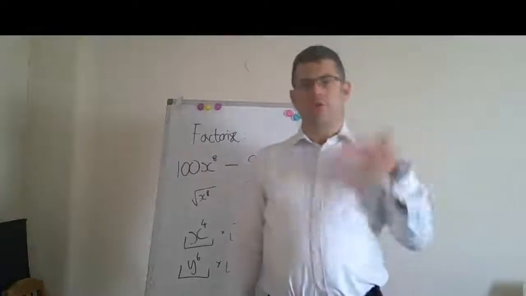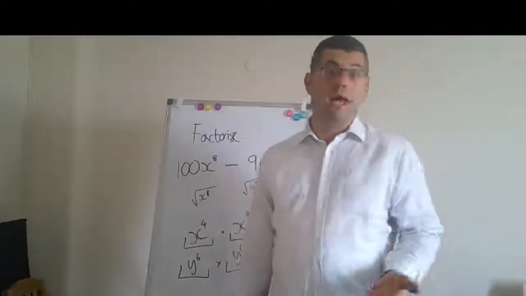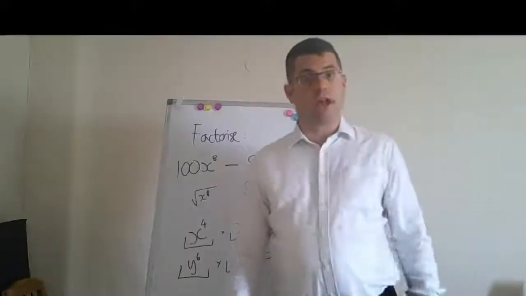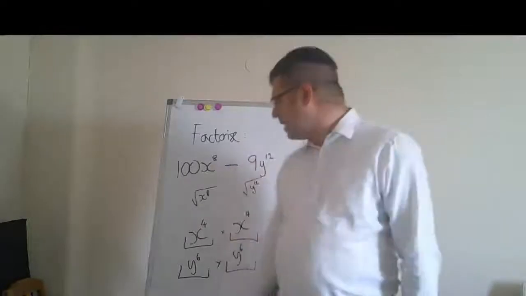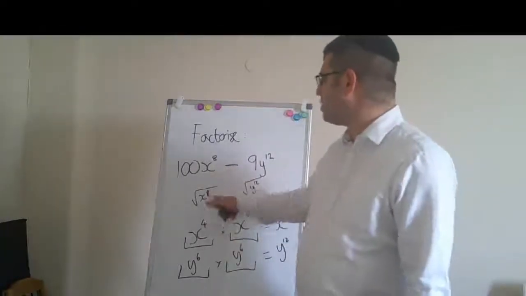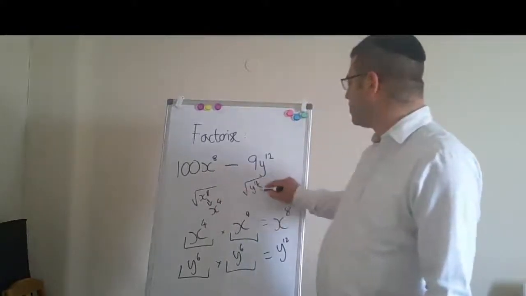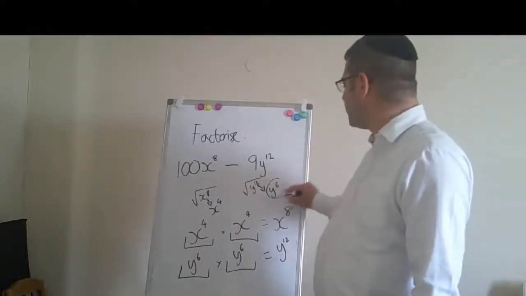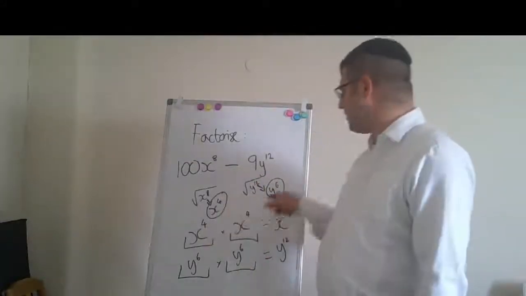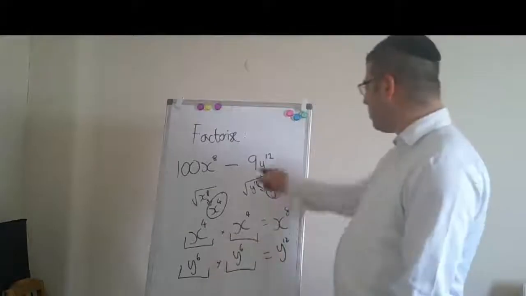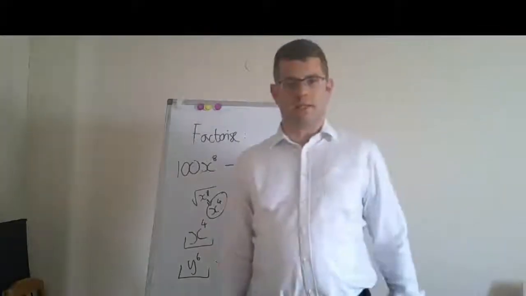But instead of going through this long process every time, it's really quite annoying to draw this every single time, and you don't need to. If it helps you, by all means, go ahead and do it. But there's actually a very quick way to come up with the answer. So we've established the square root of x to the 8 is x to the 4. The square root of y to the 12 is y to the 6. When I times that by itself I get x to the 8, and when I times that by itself I get y to the 12. You can see this works if you just add the powers, the basic laws of indices.